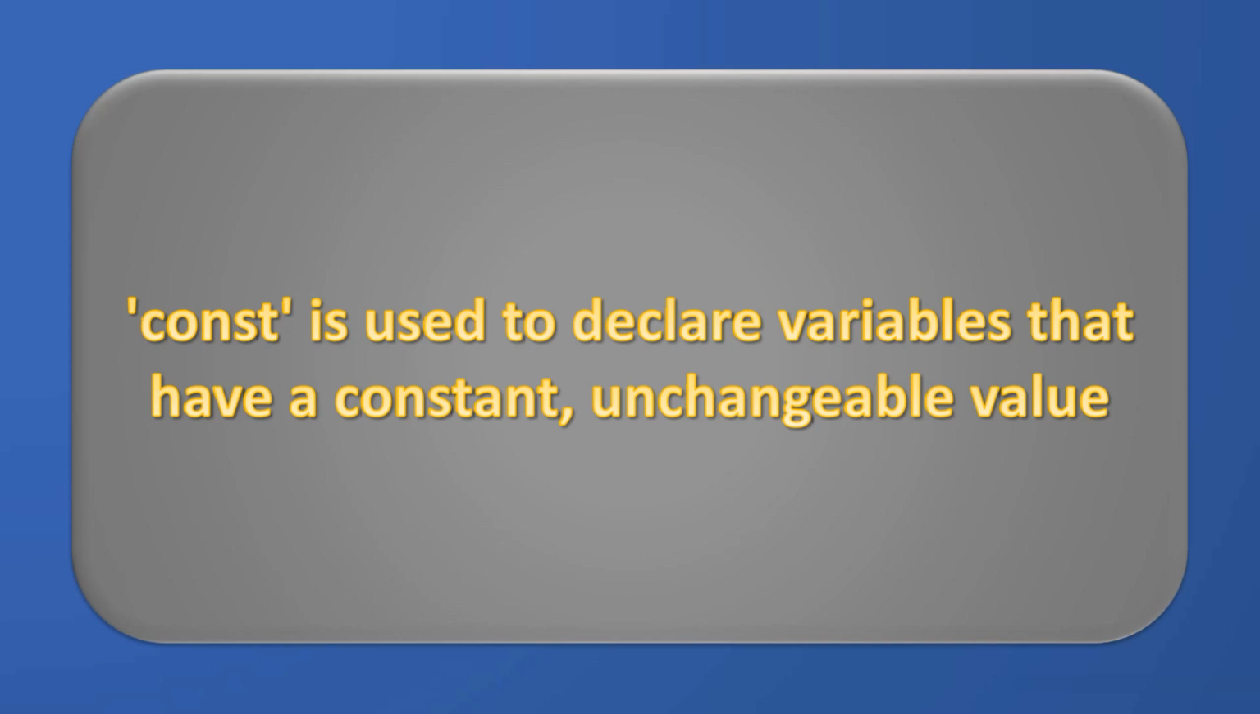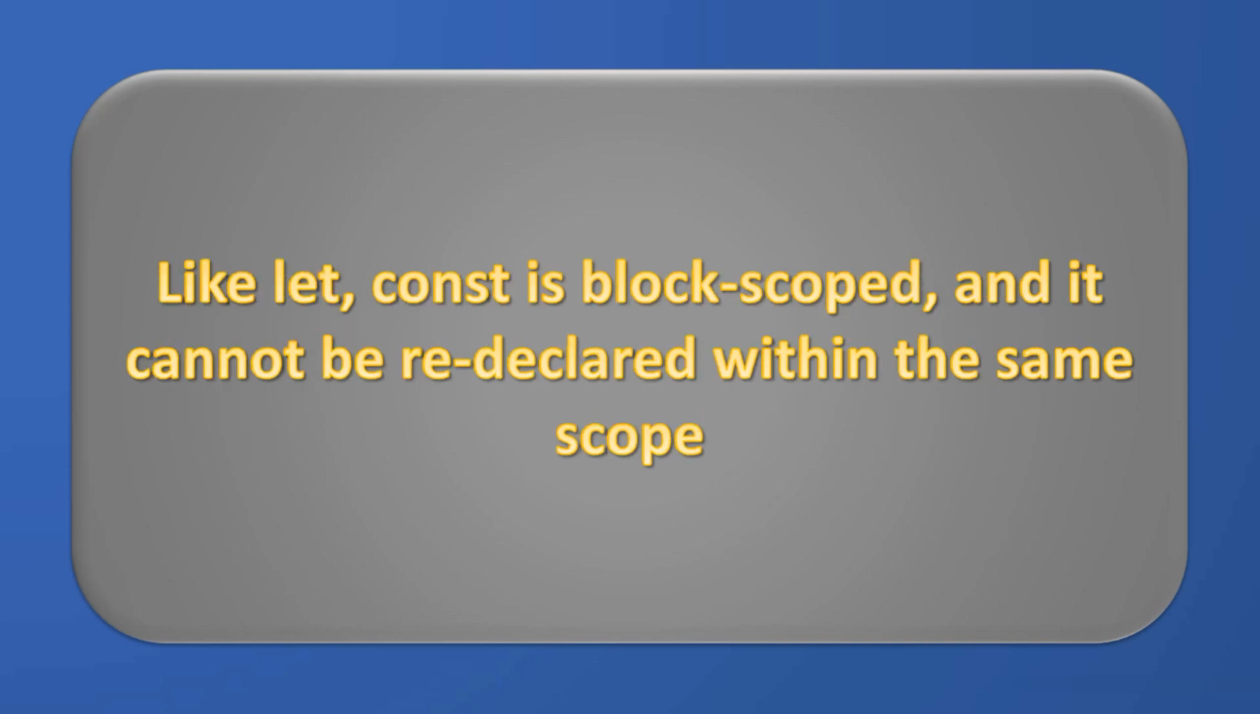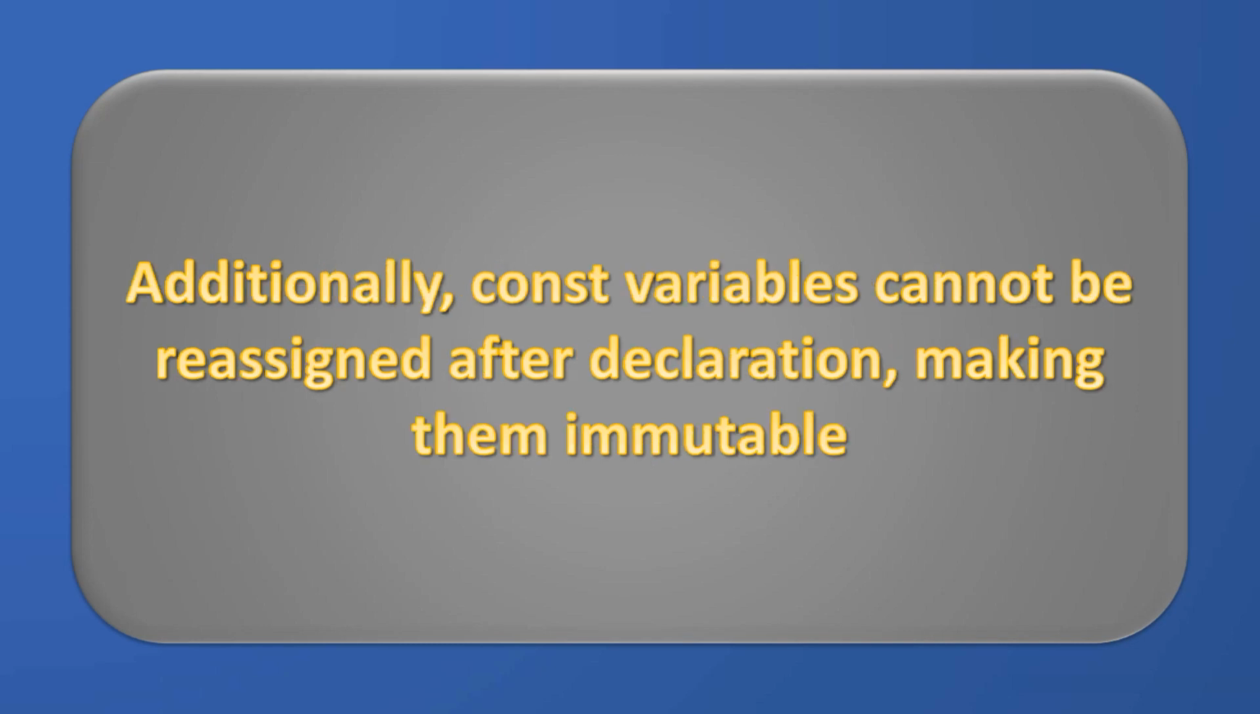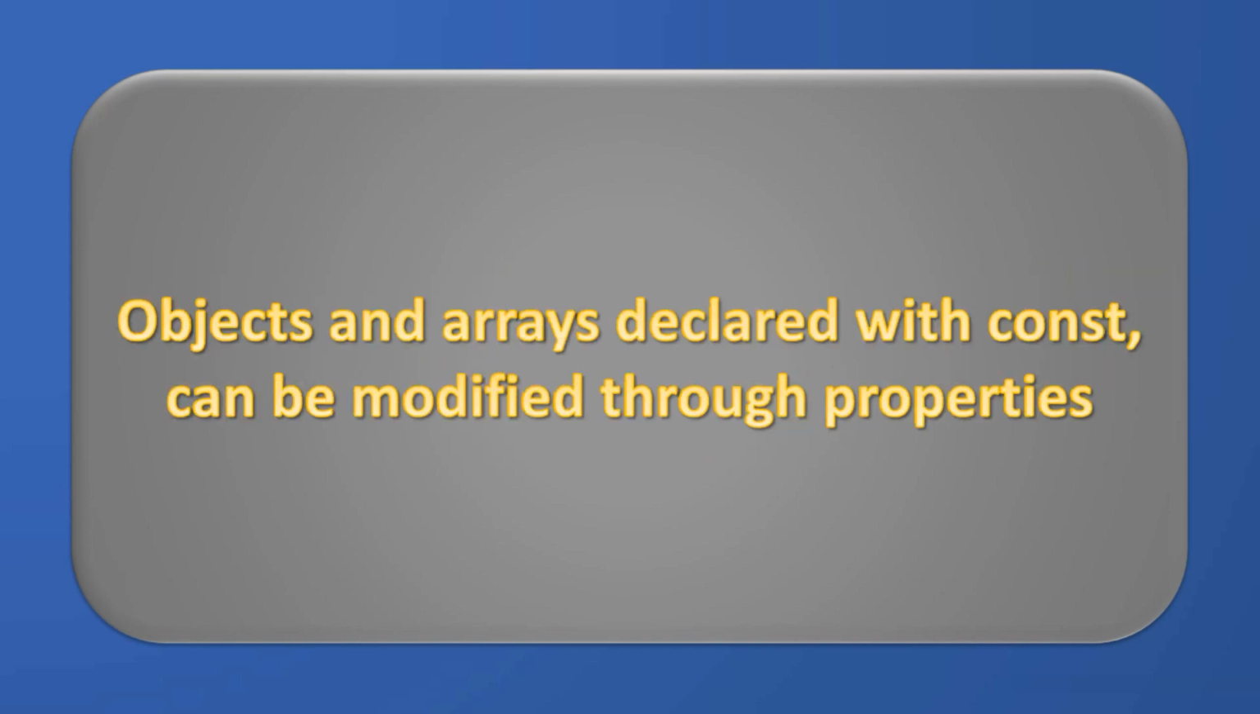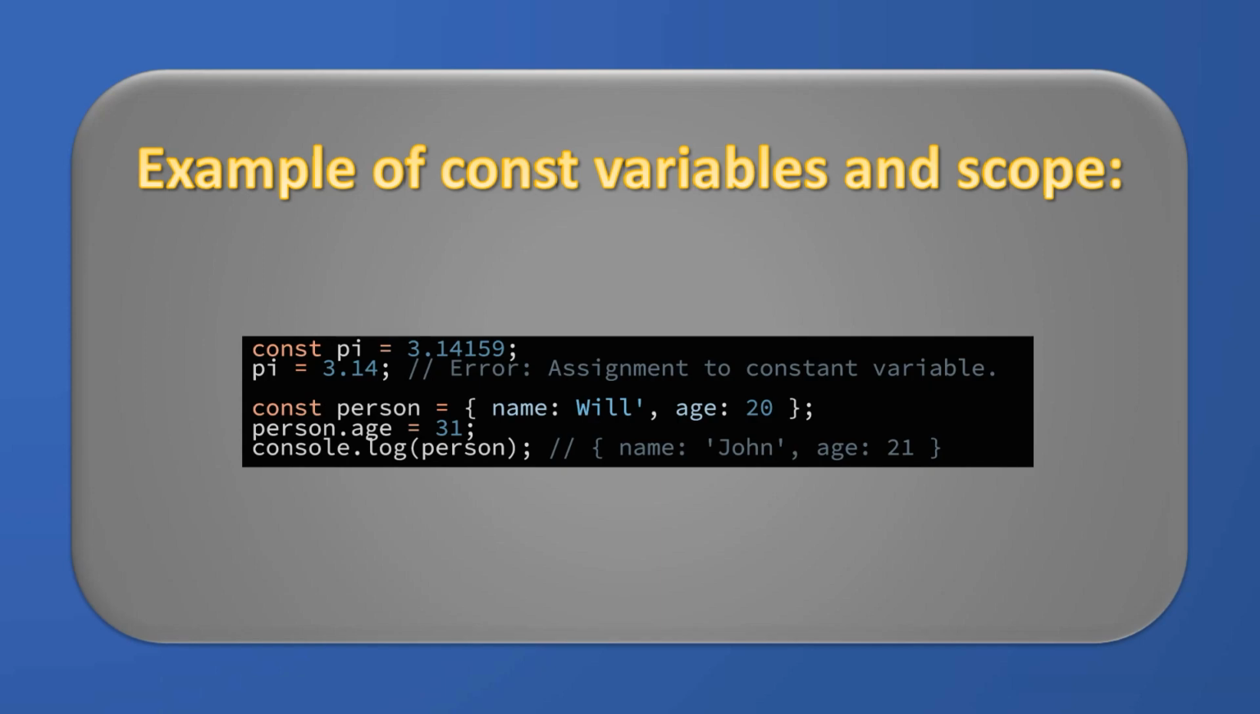Const is used to declare variables that have a constant, unchangeable value. Like let, const is block scoped and it cannot be redeclared within the same scope. Additionally, const variables cannot be reassigned after declaration, making them immutable. Objects and arrays declared with const can be modified through their properties. Example of const variables and scope can be found below.